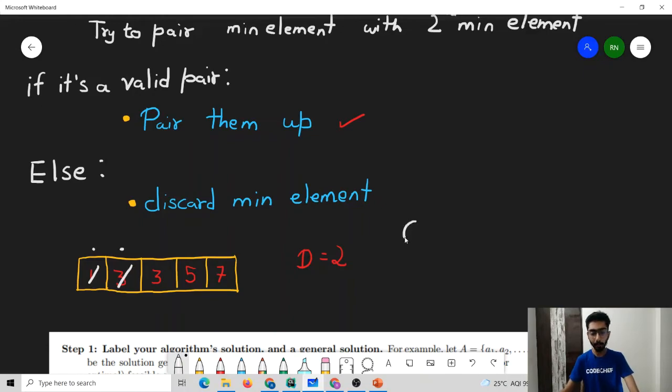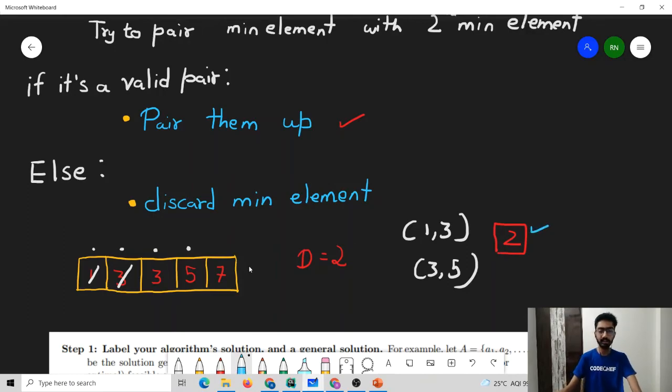So now we have a pair ready, which is 1, 3. Next, again in the remaining array, we find the minimum element and the second minimum element. In this case, min is 3 and second min is 5. Again, these two are a valid pair because 5 minus 3 is equal to 2, which is less than or equal to 2. So we can pair 3 and 5. Then we are left with only one element, and since it cannot be paired, we do not do anything. So our greedy approach says that at max there can be only 2 pairings for this given array, which is actually correct.